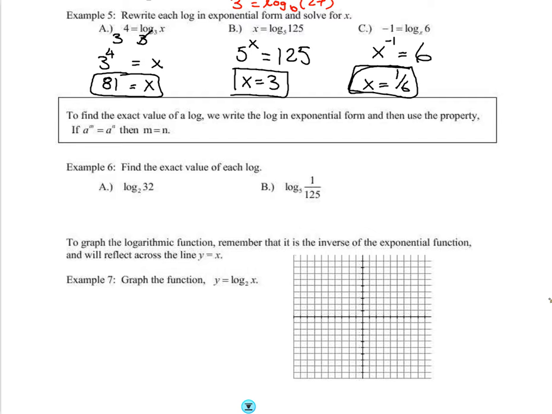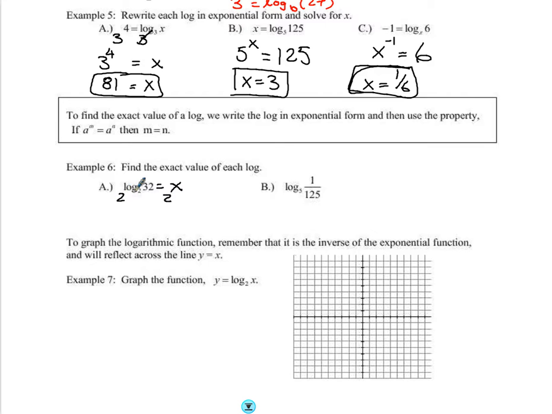So we want to find the exact value of when the log base 2 of 32 is equal to something, let's call it x. So I want to solve for x. To do that, what's the base if x is going to be my power? 2, because it's the base of my log. So 32 is really equal to 2 to the x power.